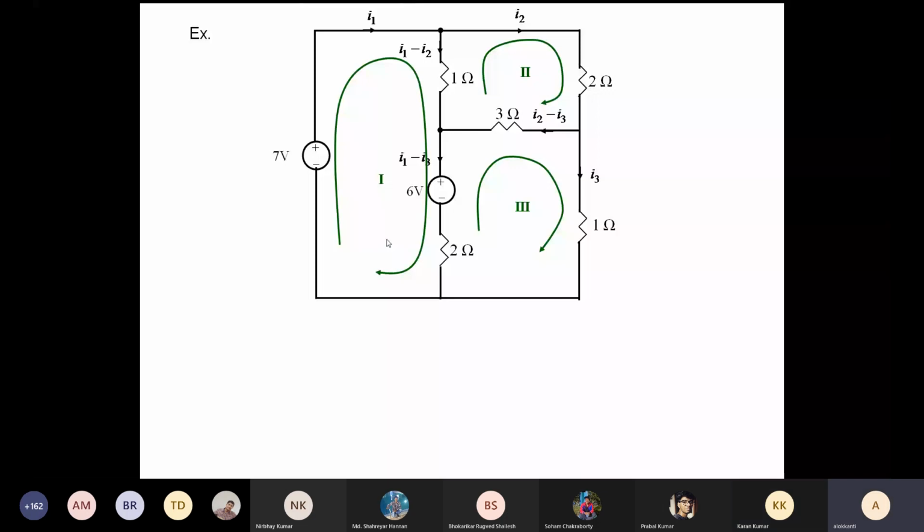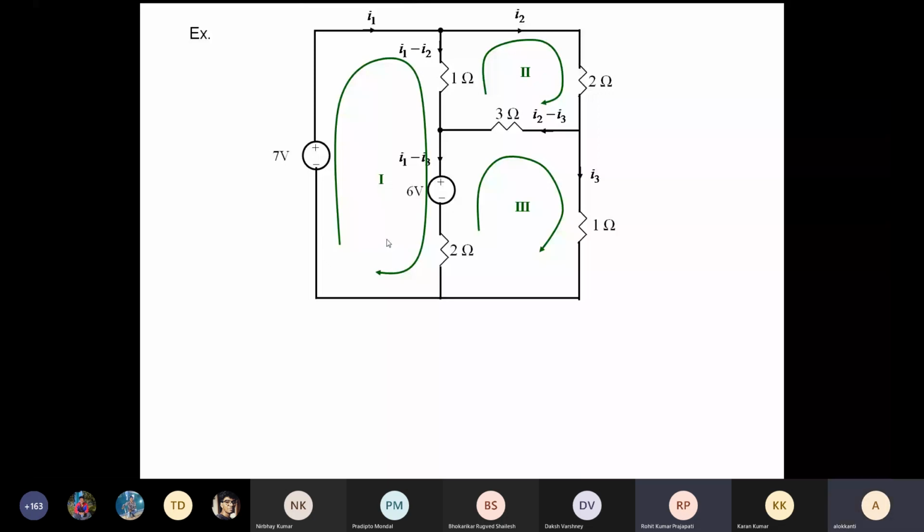So could anyone solve this? It is very important to get it correct. I1 is 3 ampere, I2 is 2 ampere, I3 is 3 ampere.